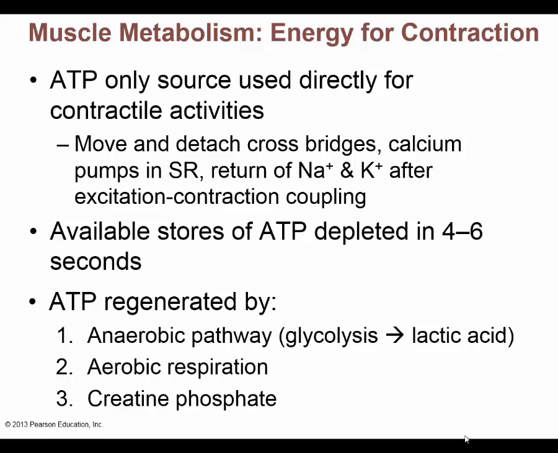Now, where do they get all of this energy for contraction? The biggest energy source for contraction is ATP. So we need ATP. ATP is needed to move and detach those myosin heads. We need ATP to help pump calcium back into the sarcoplasmic reticulum. We need ATP to move sodium and potassium back where it needs to go using that sodium-potassium pump. We need ATP everywhere. For muscles to contract, for muscles to relax, we need ATP.